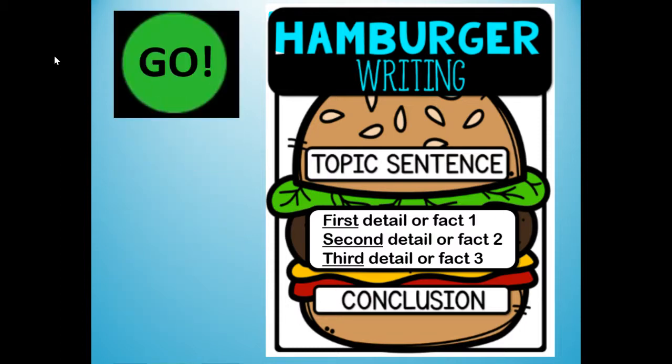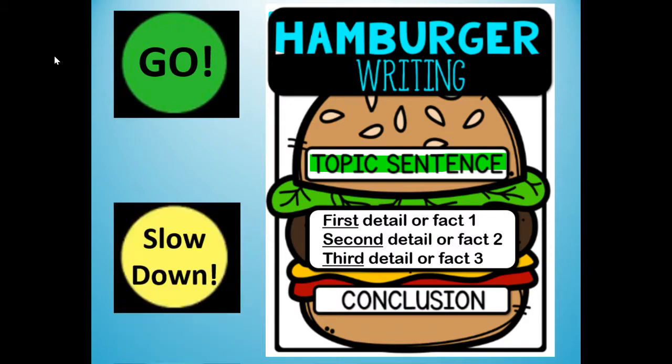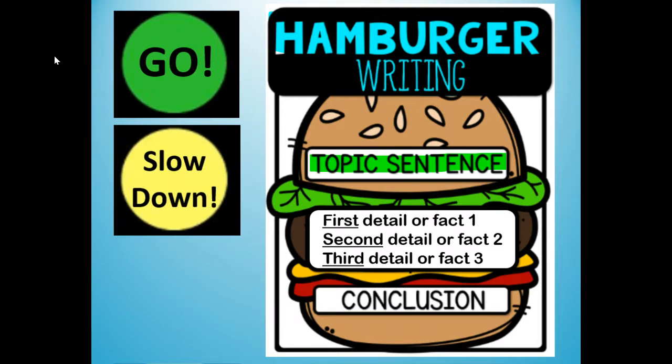So we're going to start out with green. We're going to use our traffic light colors. Green means go. Start with your topic sentence, and I'm going to give you your topic or main idea sentence. Then we're going to slow down, and this is what you're going to focus on. You're going to slow down and write your first detail or fact one sentence that supports the topic sentence. Then you're going to slow down again and write your second detail or fact two sentence.